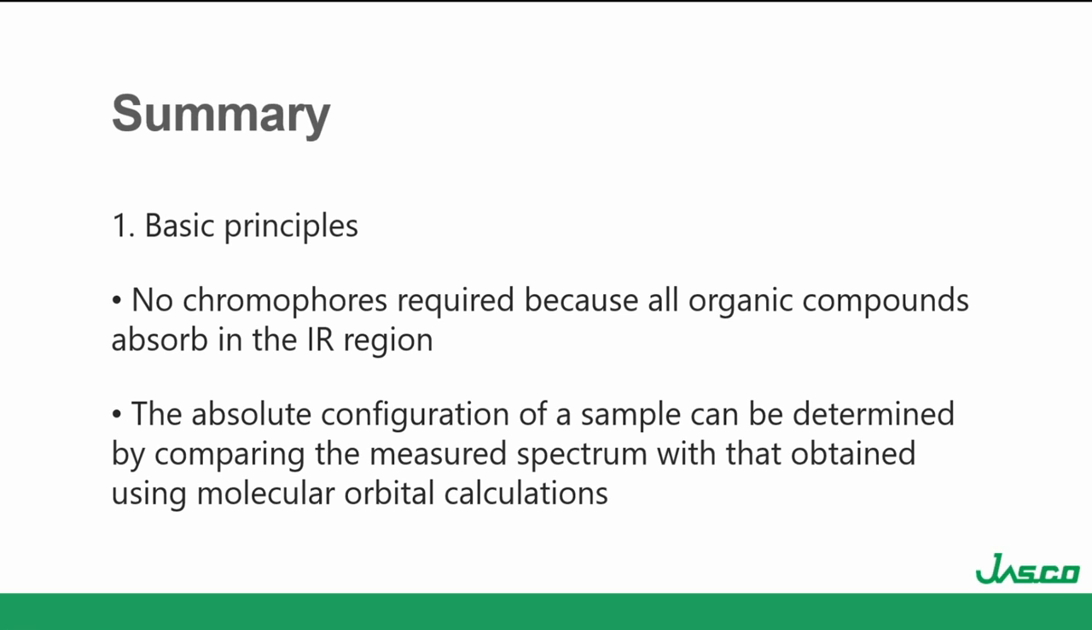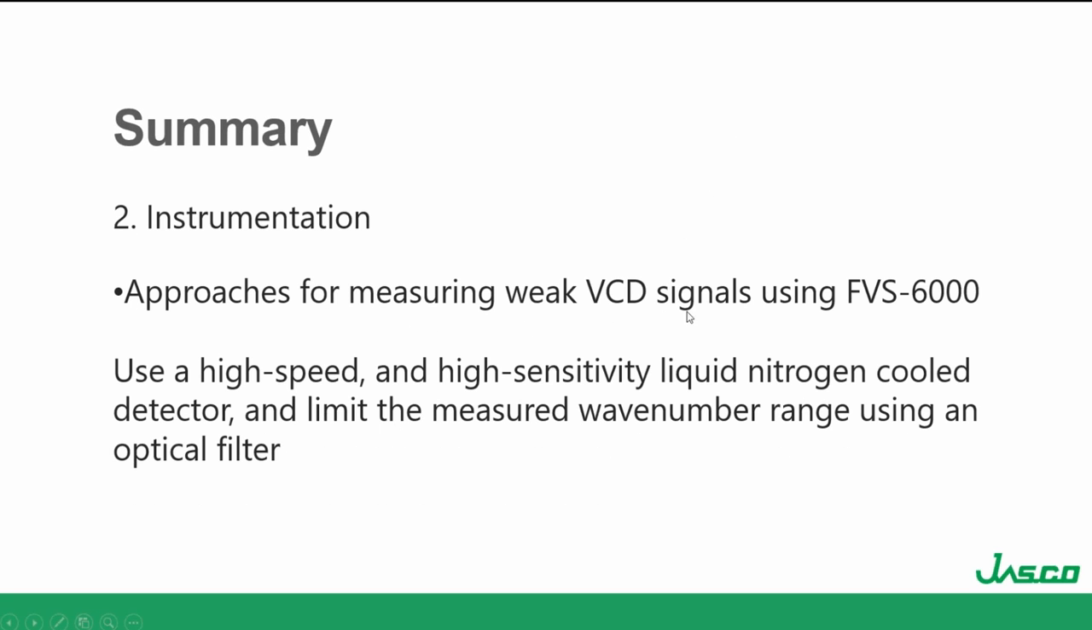So to summarize my presentation, I was talking about the basic principles, and I think we can highlight that no chromophores are required for organic compounds, and the absolute configuration of a sample can be determined with the comparison between the measured spectrum and those calculated or simulated. Also, different approaches for measuring weak VCD signals are taken care of using the FVS 6000, like a photovoltaic MCT detector, an optical filter, thermal drift taken into consideration using a thermostat inside the instrument, and the IR source placed outside of the bench.